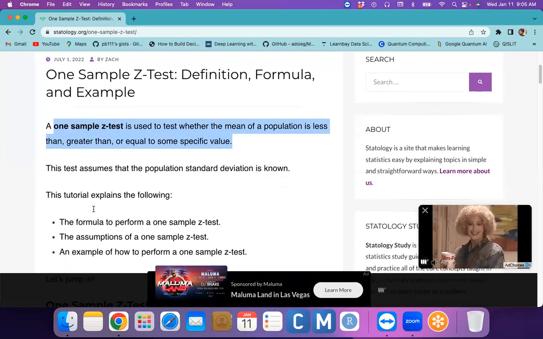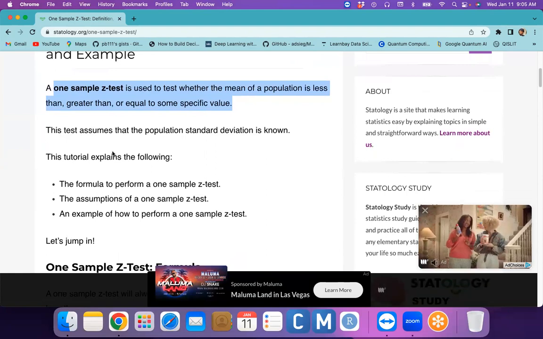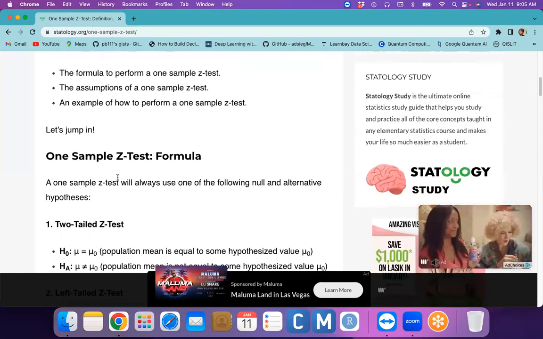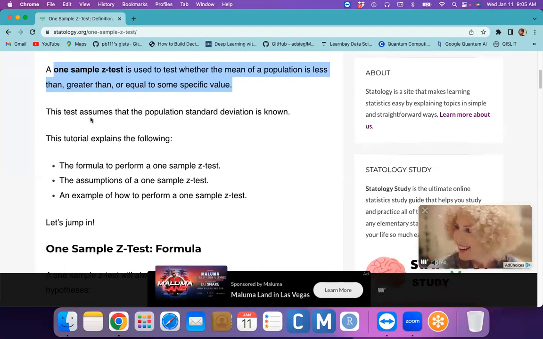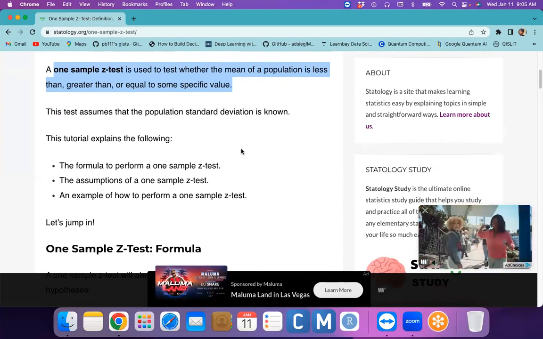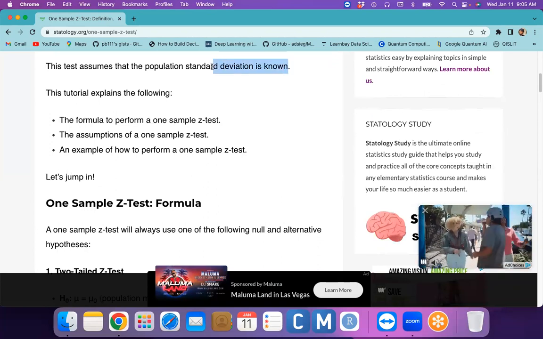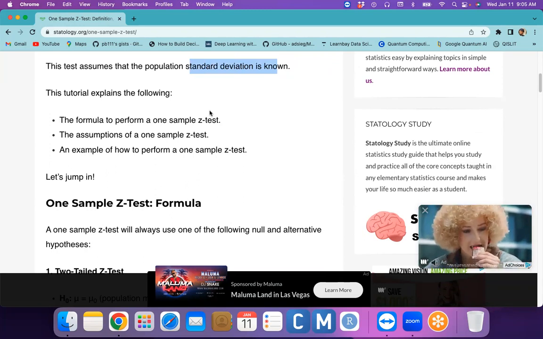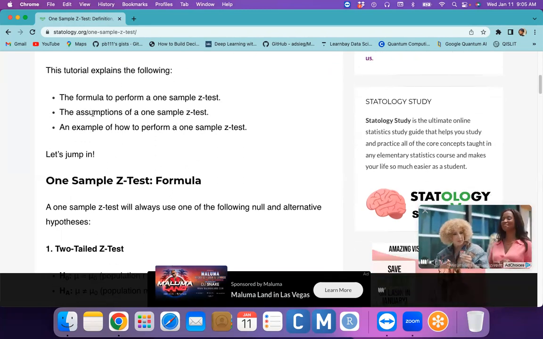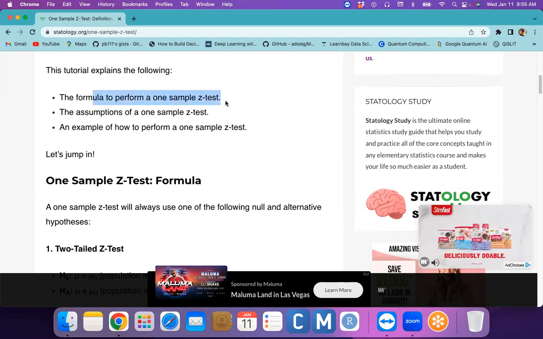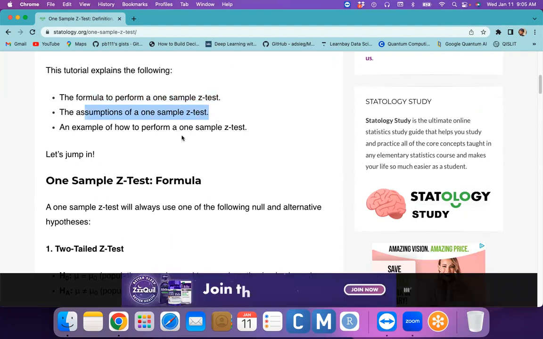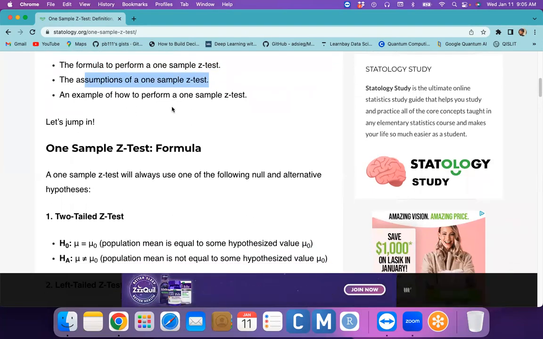Okay. So if you want to test, you should have some kind of assumptions. And what could be the assumptions? The Z test assumes the population standard deviation is known. So the first assumption is that you should have information about the standard deviation of the population. In this particular session, we would like to talk about the formula of the Z test, the assumptions of the one sample Z test, and we'll have some examples on that.